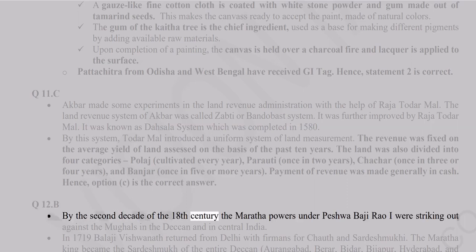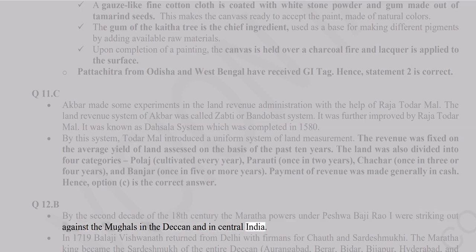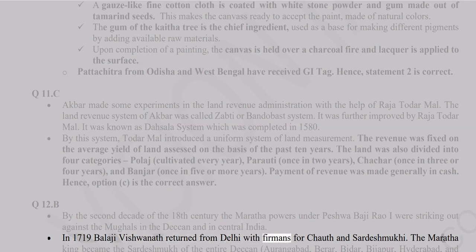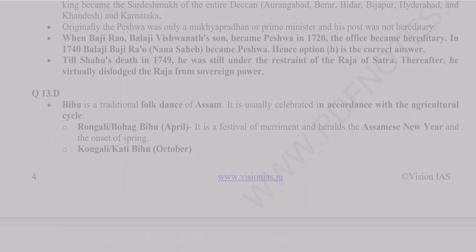By the second decade of the 18th century, the Maratha powers under Peshwa Baji I were striking out against the Mughals in the Deccan and in central India. In 1719, Balaji Vishwanath returned from Delhi with firmans for Chauth and Sardeshmukhi. The Maratha king became the Sardeshmukh of the entire Deccan, Aurangabad.